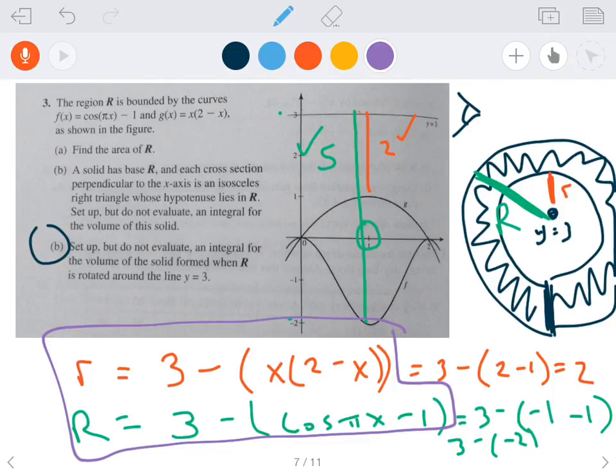Now, to find the area of this washer, what I want is pi times the integral from a to b of the big radius squared minus the little radius squared.